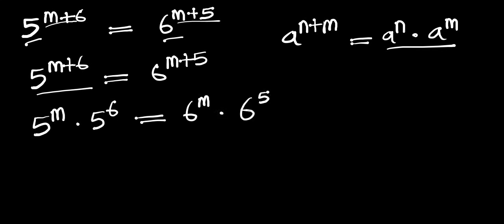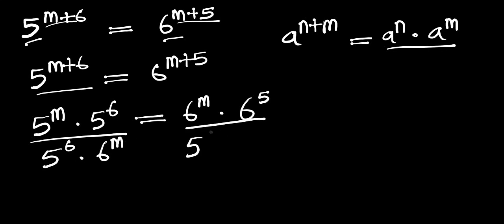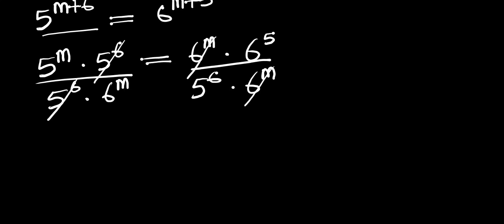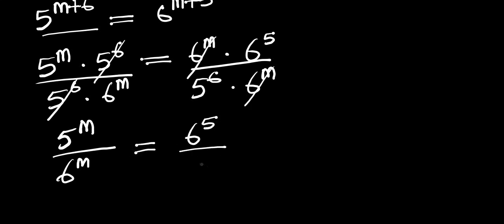So the next thing we are going to do is to divide both sides of this equation by 5 to the power of 6 times 6 to the power of m. So by doing that, 5 to the power of 6 will cancel 5 to the power of 6, and 6 to the power of m will cancel 6 to the power of m. So what we are going to be left with is just 5 to the power of m divided by 6 to the power of m, and this equals 6 to the power of 5 divided by 5 to the power of 6.